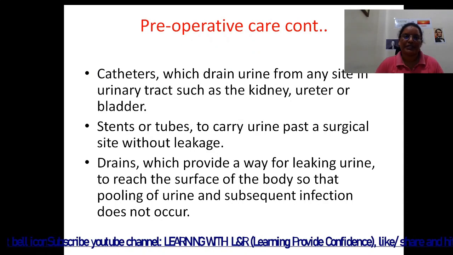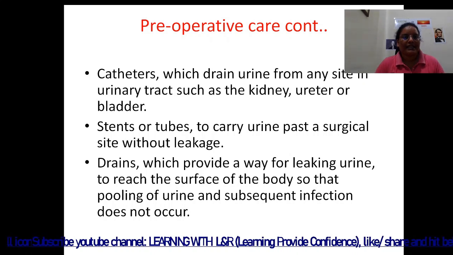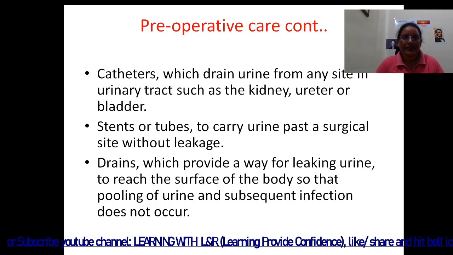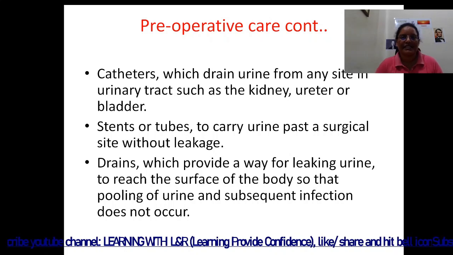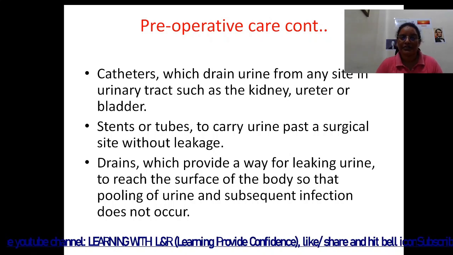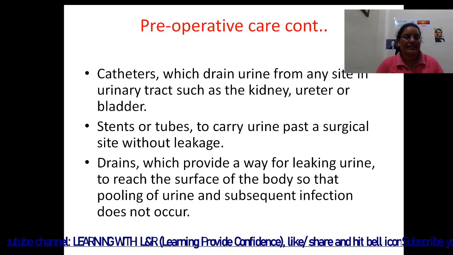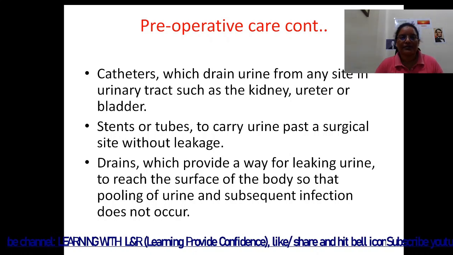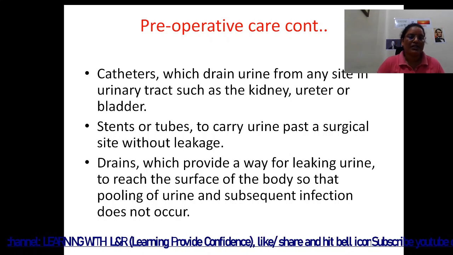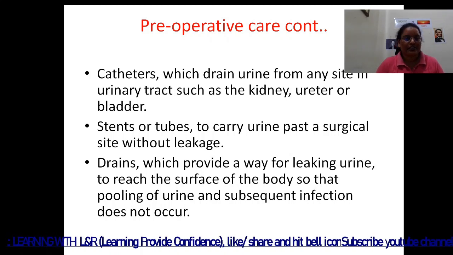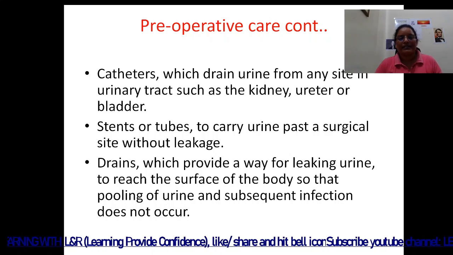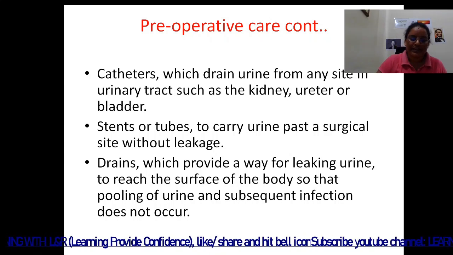Then preoperative care. First one is catheters, which drain urine from any site in the urinary tract such as kidney, ureter or bladder. It helps to excrete the urine. Then stents or tubes to carry urine past a surgical site without leakage, and drains which provide a way for leaking urine to reach the surface of the body so that infection is prevented.